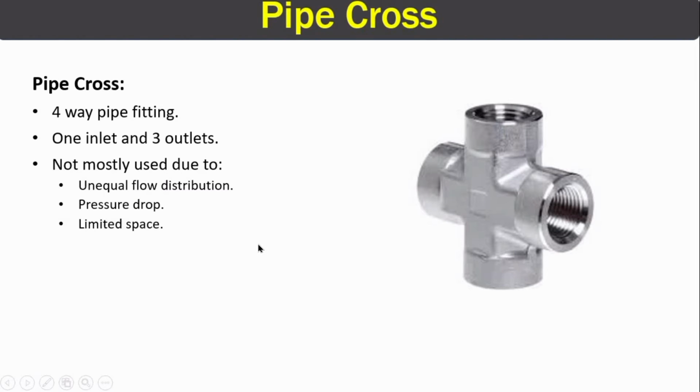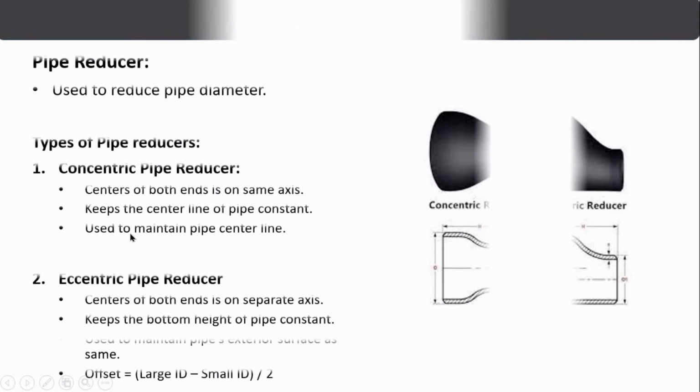Pipe cross. Pipe cross is a four-way pipe fitting where one is the inlet and three are outlet pipes. They are not commonly used because they cause excess pressure drop due to turbulent flows, unequal flows, and limited space problems. Pipe reducer.